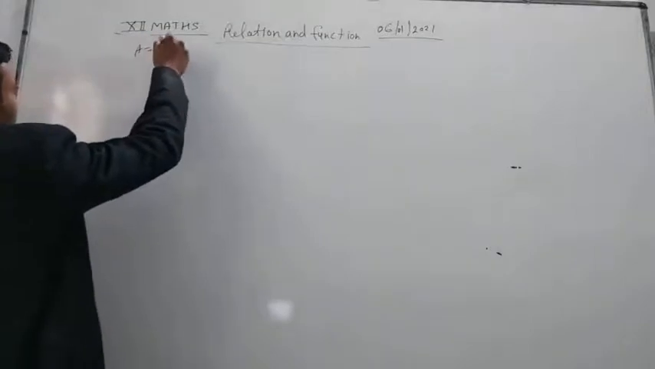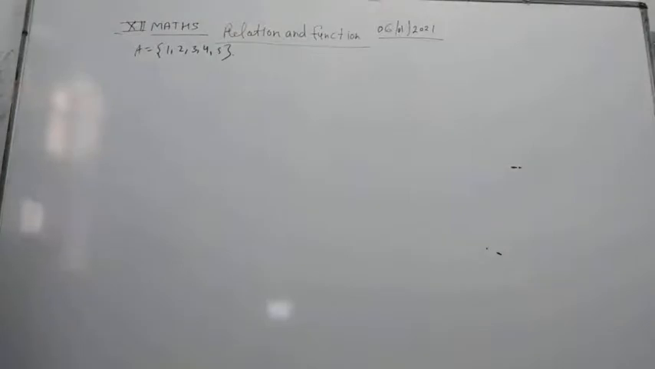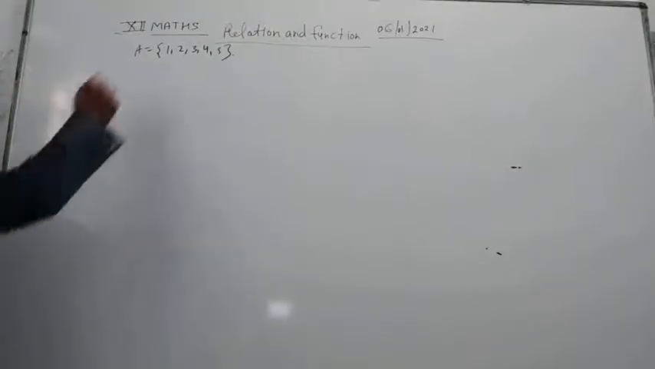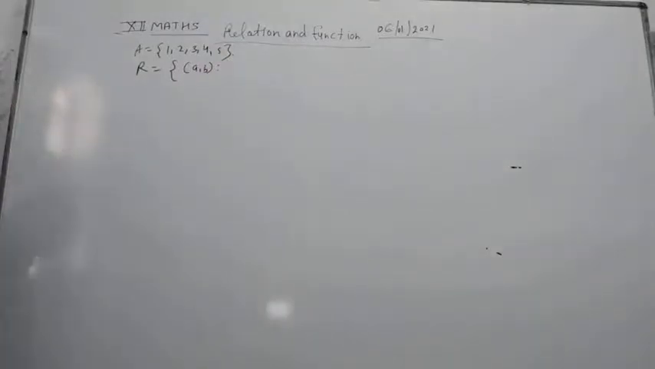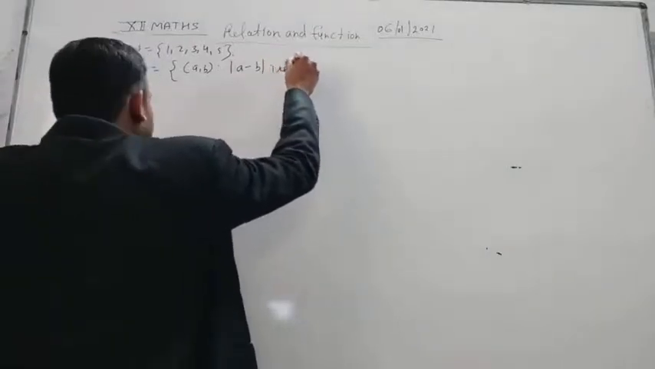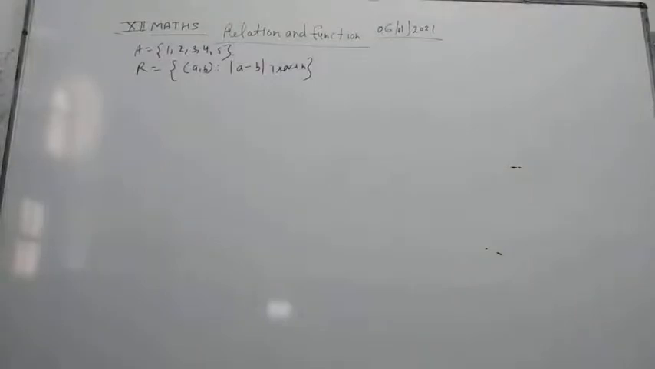Our next question is to show that the relation R in the set A, which is {1, 2, 3, 4, 5}, given that R = {(a, b) such that |a - b| is even}, is an equivalence relation.